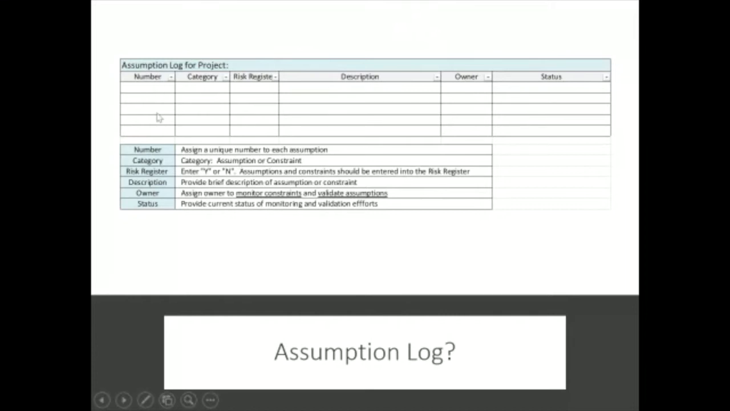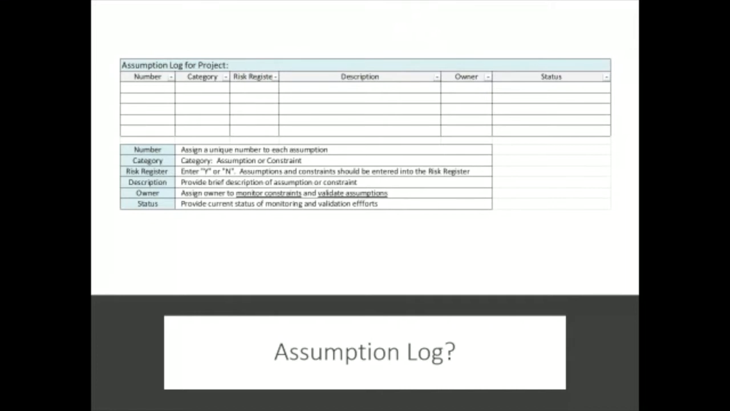So how does this assumption log work? You assign a number to each assumption log. You categorize it as an assumption or constraint. With the risk register, anytime you have an assumption or potential constraint, you have a risk that is about or waiting to happen. This is, let's just say, a course of a different color, so to speak. But when we are working and we're putting risk into our risk register, the initial risks come from our project charter, and we continue putting in risks as we go through planning.